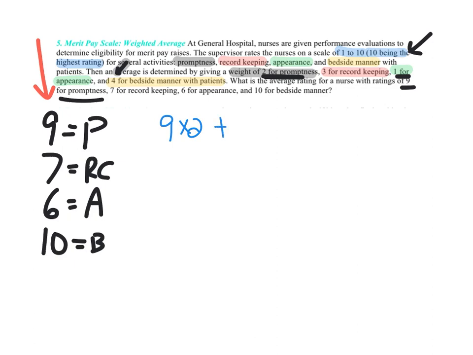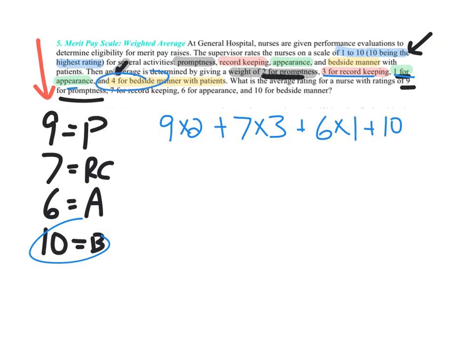Now for record keeping, the nurse had a score of 7, and the weight for record keeping is 3. For appearance, the rating of 6, the weight for appearance is 1, so 6 times 1. And then finally for bedside manner, this nurse got a 10, the highest possible score, and the weight for bedside manner is 4. And since the bedside manner weight is the biggest number of the 4, and this particular nurse got a 10 in bedside manner, it looks like her rating should be, or his rating should be pretty high.